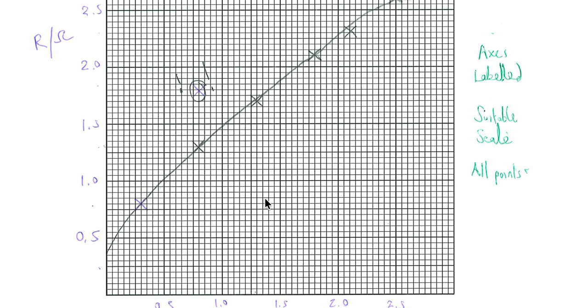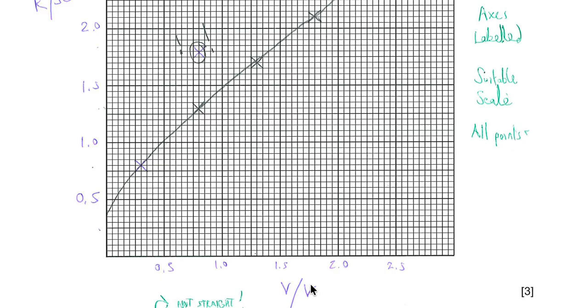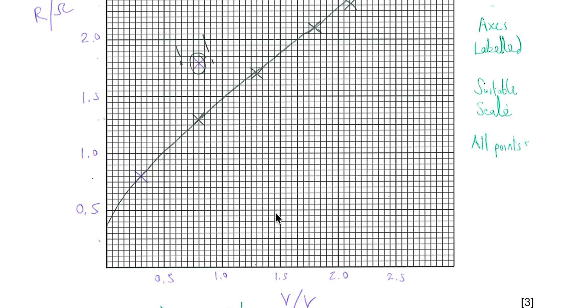Okay, R in this case has to be on the y-axis because you're told it should be on the y-axis. And V should be on the x-axis. If you've got them the wrong way around, you will not get the marks.